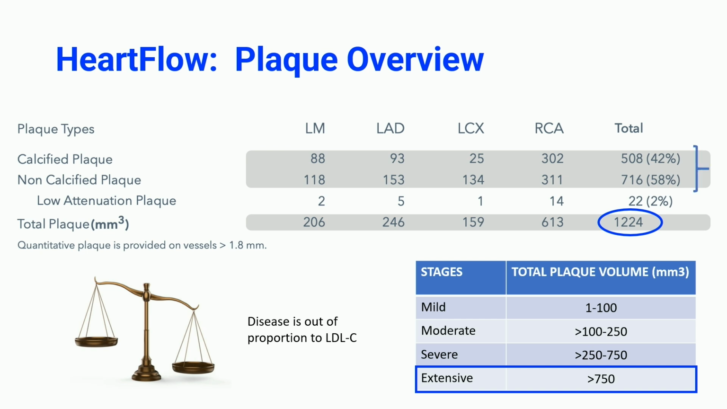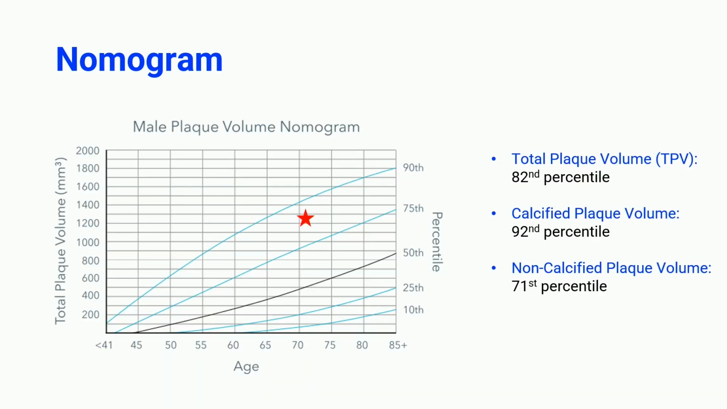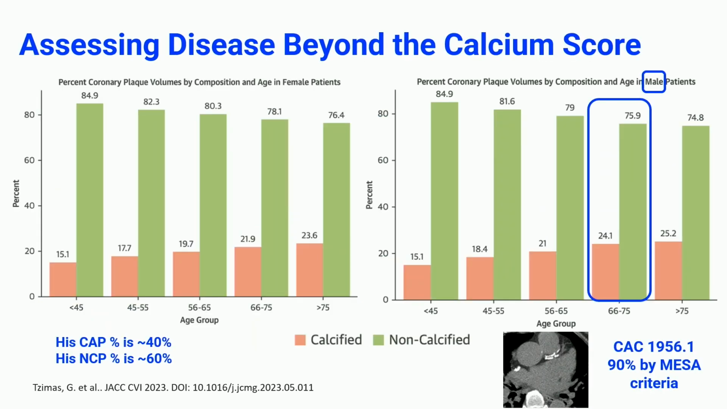So then we look at what's the breakdown of the plaque. Well, actually, a lot of it's calcified. It's 42% calcium. But in the right coronary artery, you have a higher low attenuation plaque burden. So we can use this plaque calculator to actually calculate the percentile. So again, despite having good numbers, he's at the 82nd percentile for his plaque burden.